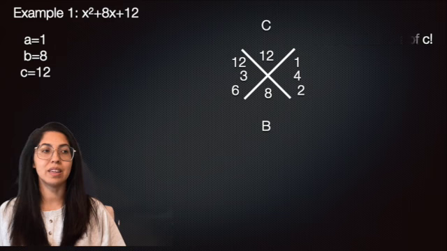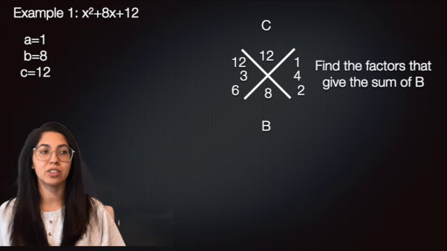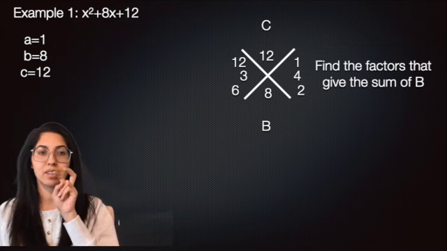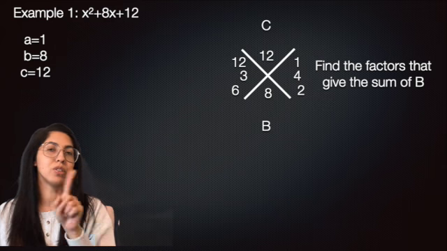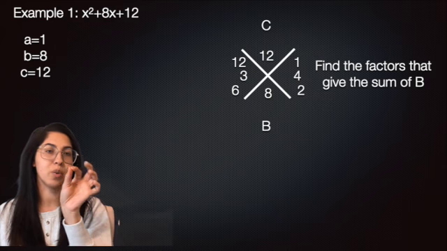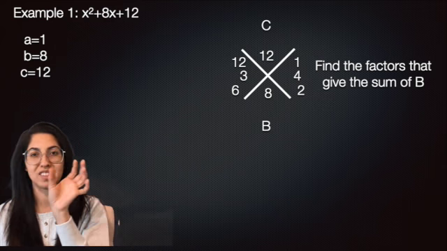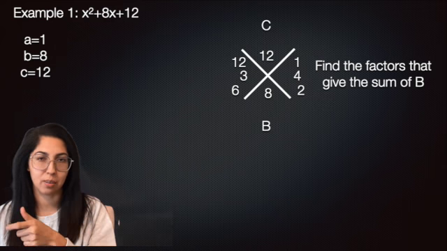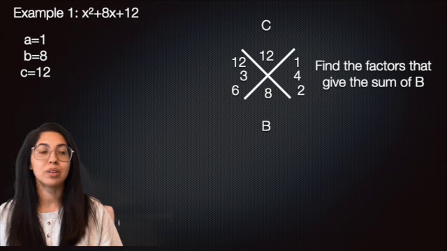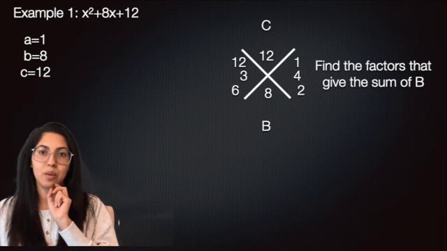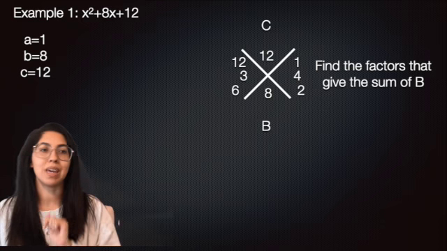So now I want to see what 2 factors, when I take the sum of the 2 factors, and they can only go to the factor that they're with. So 12 and 1 go together, 3 and 4 go together, 6 and 2 go together. You can't mix and match them, okay? I want to know which ones give me the sum of B. So which 2 numbers, if I add them, which 2 add up to give me 8?